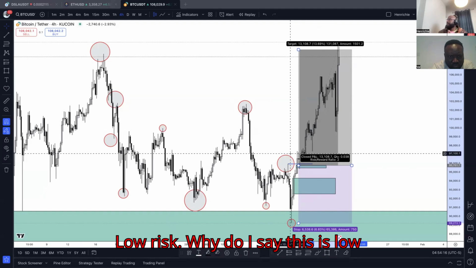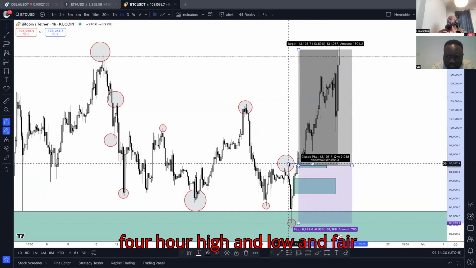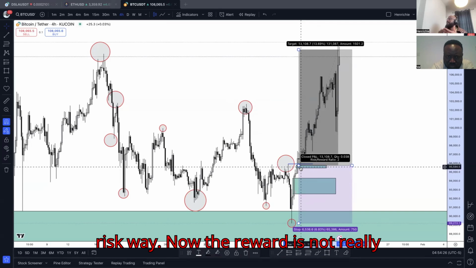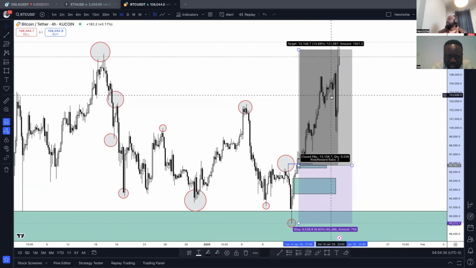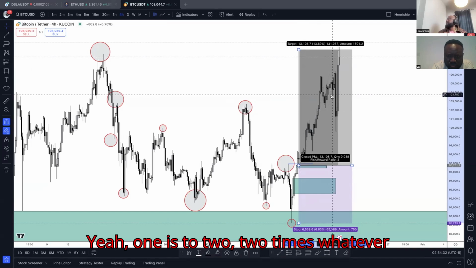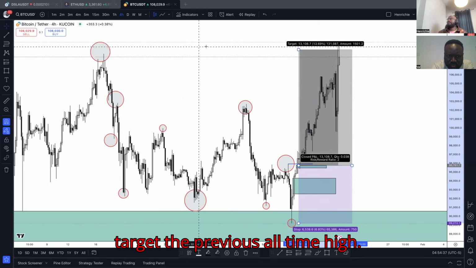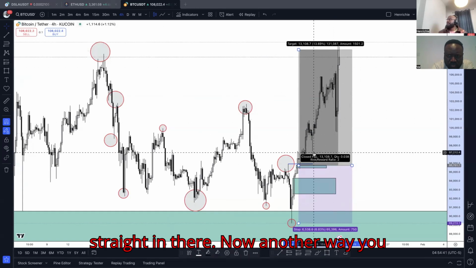Low risk. Why do I say this is low risk? The reason is because you're using a 4 hour high and low and fair value gap. This is a low risk way. Now, the reward is not really ambiguous. The reward is just 1:2, two times whatever you risked. That's the reward. You target the previous all-time high. You can see how price literally went straight in there.